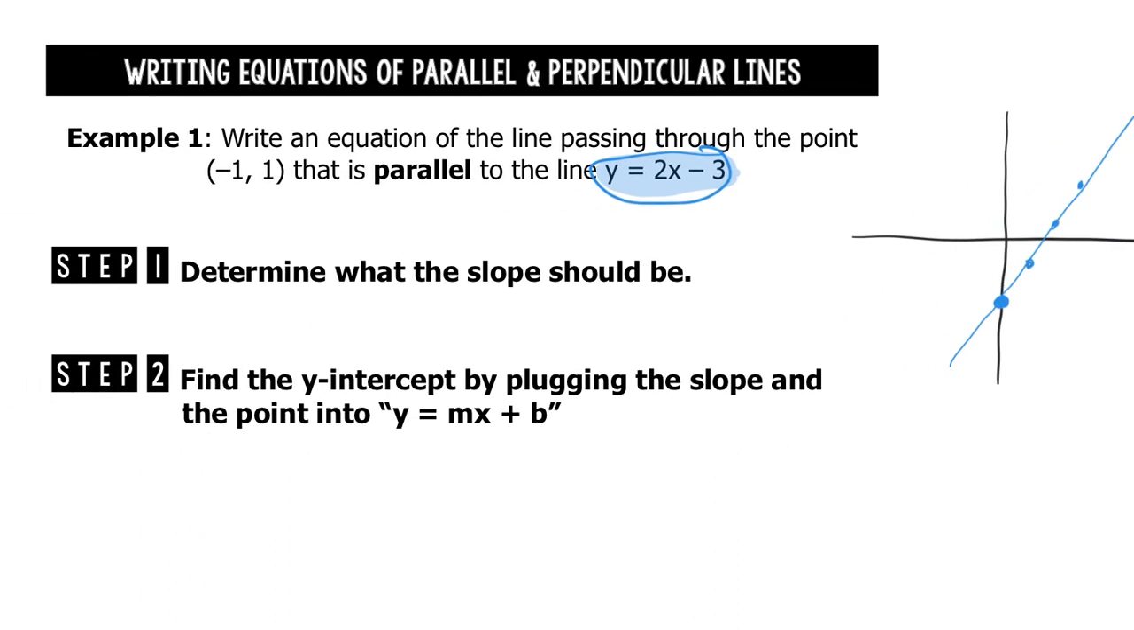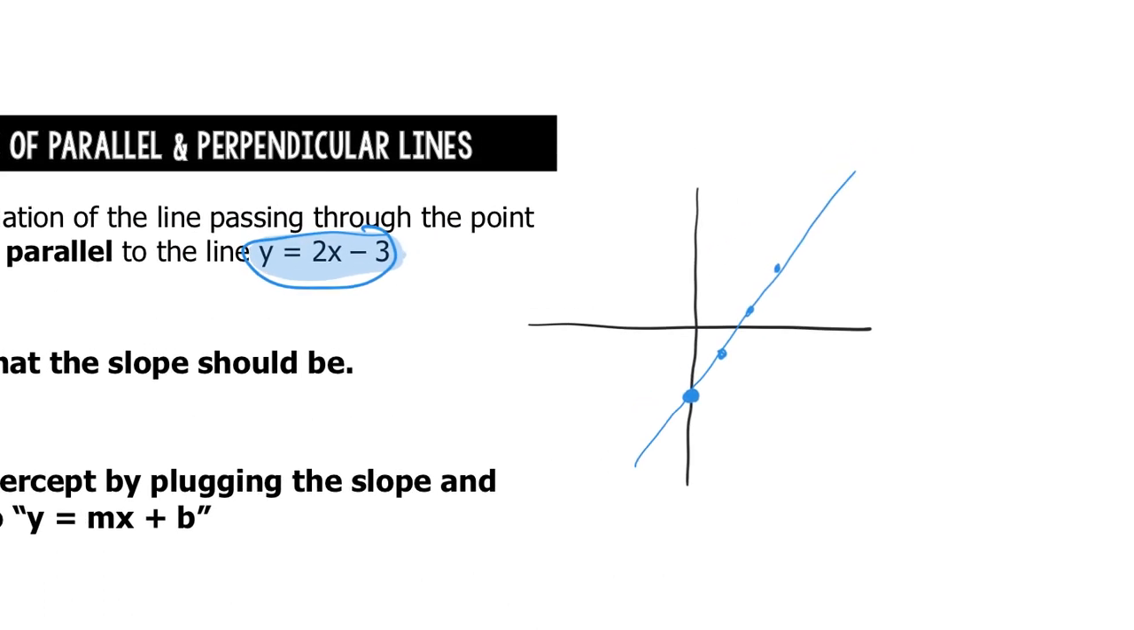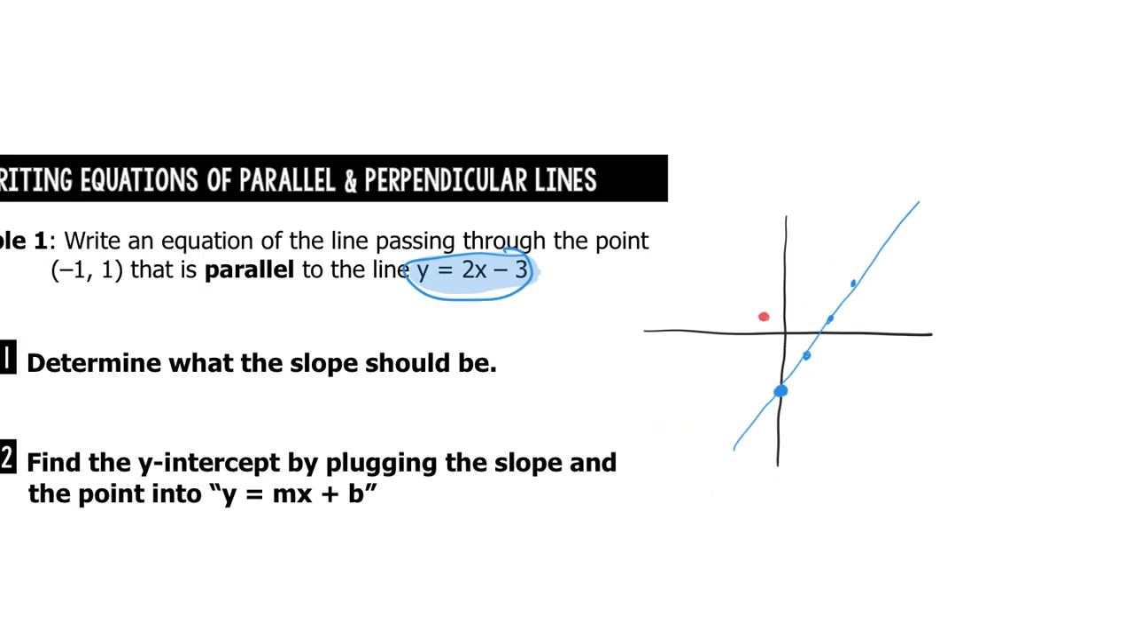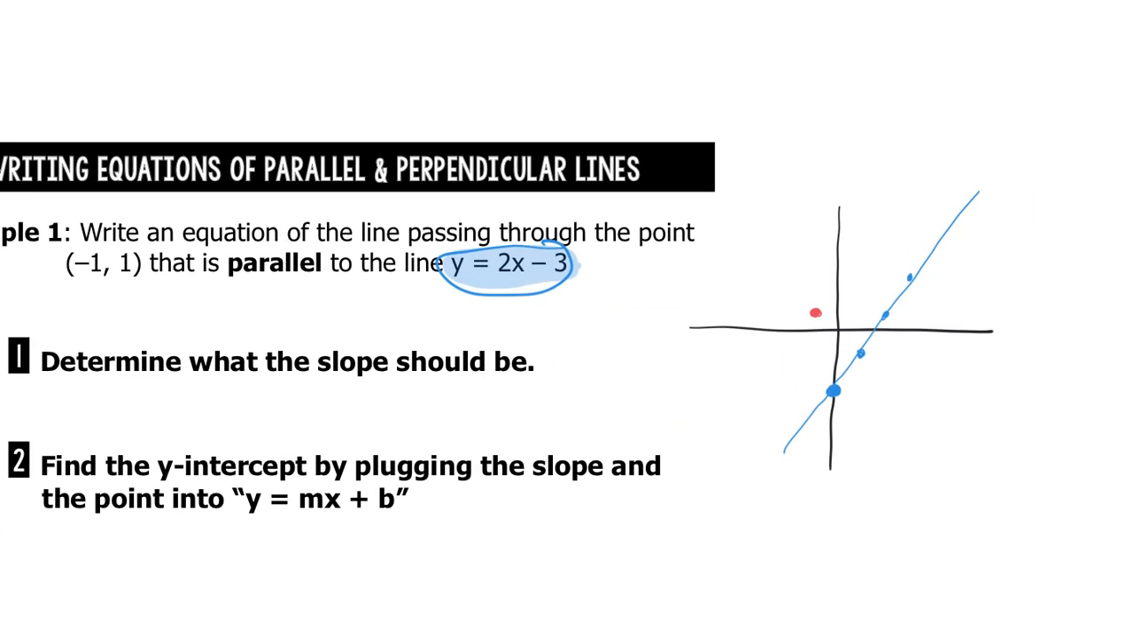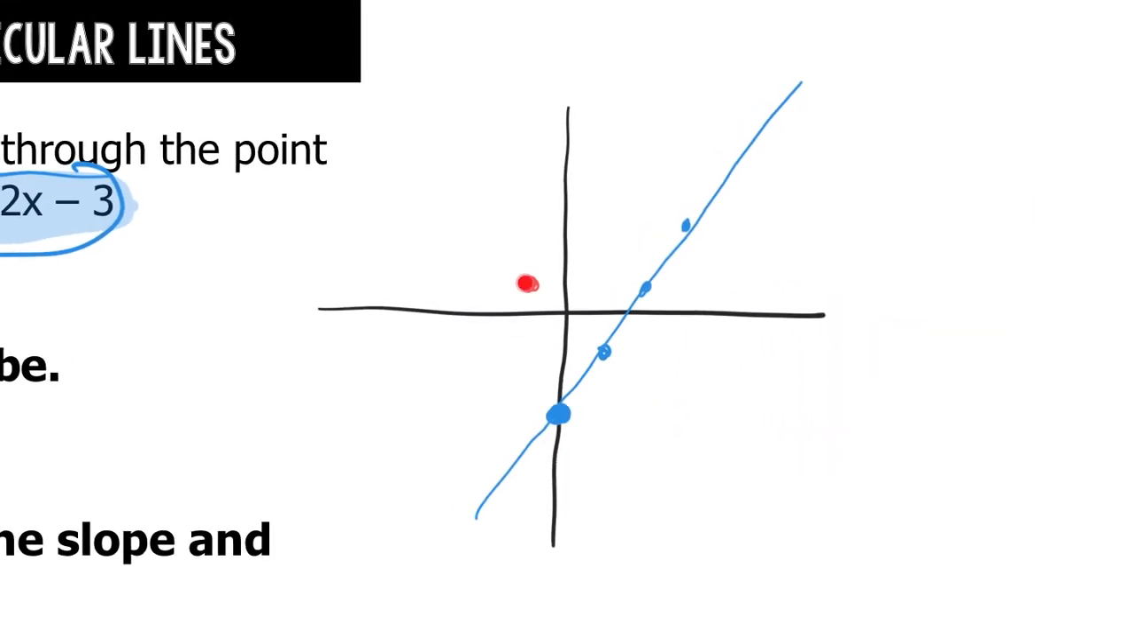So they gave us the point -1, +1. So imagine that point on the graph, -1, +1. That would be, I don't know, somewhere about right here. Okay, so what they're asking us to do is to make an equation for a line that would pass through this point, but it also has to be parallel to this line. So it's something that would look kind of like this, right? So we're looking for the equation of this red line.